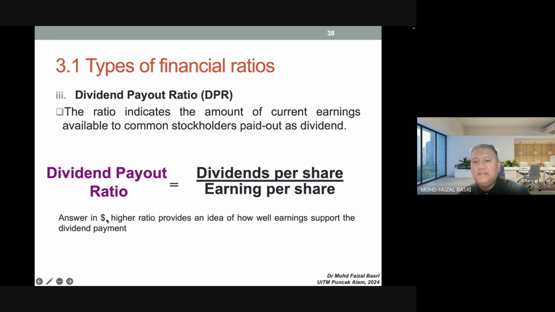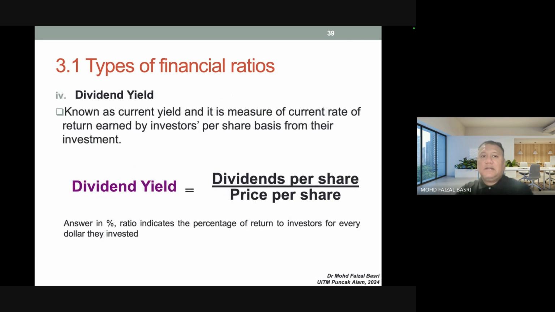So kalau dia dalam percentage, kita buang je per share ni. Maknanya dividend bahagi dengan net profit. Then we can get it in percentage. Okay, some of the ratio kita akan guna in the future, mungkin menggunakan percentage. Okay. So again, the higher the ratio indicates how well their earnings support the dividend payment. Lagi tinggi the earnings ataupun lagi tinggi dia punya dividends per share, lagi possible tinggi dia punya dividend payout ratio lah. Okay.